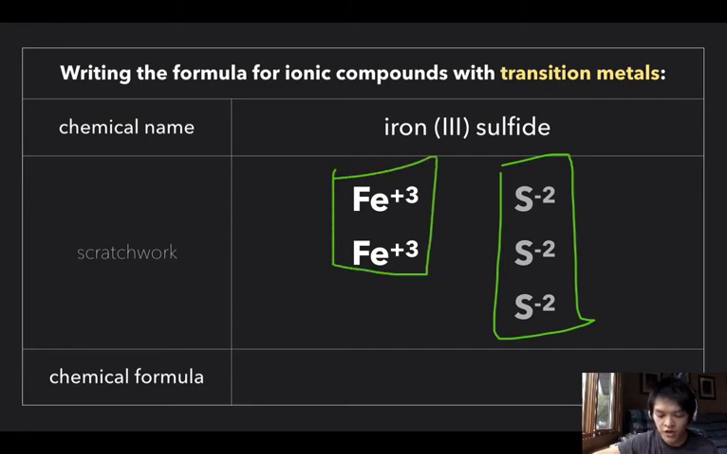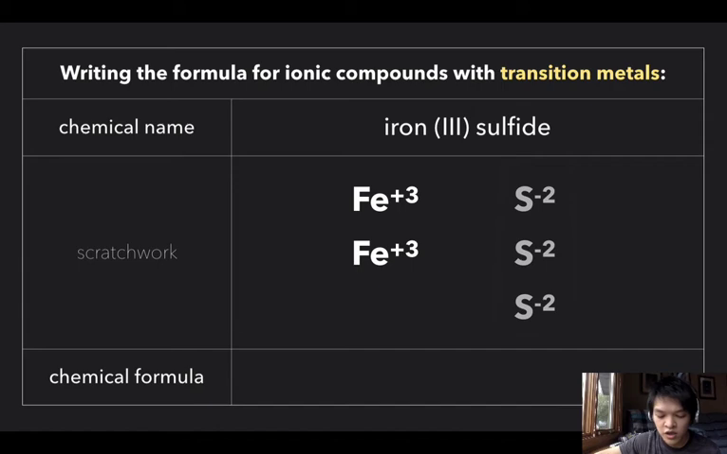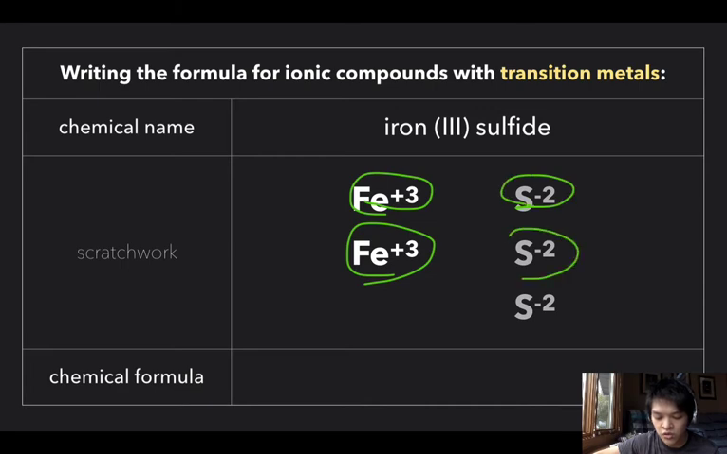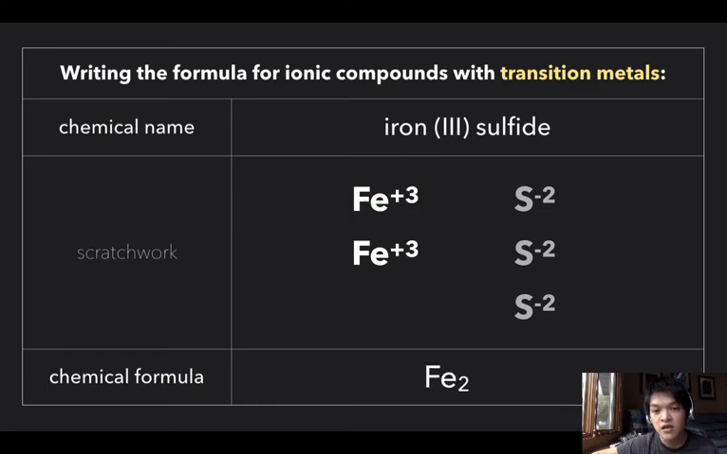They cancel. Okay, so when we write our chemical formula, there's supposed to be 2 iron ions, and there's supposed to be a total of 3 sulfide ions. Okay, so let's write our chemical formula, Fe2S3. All right, let's look at one last example.